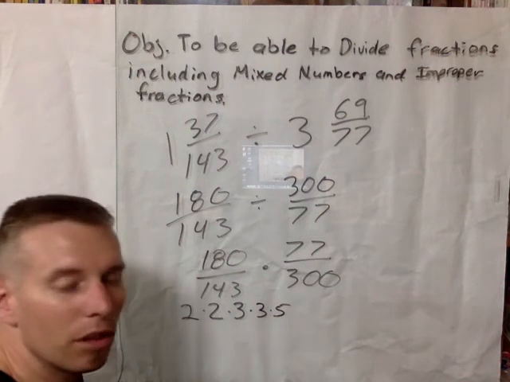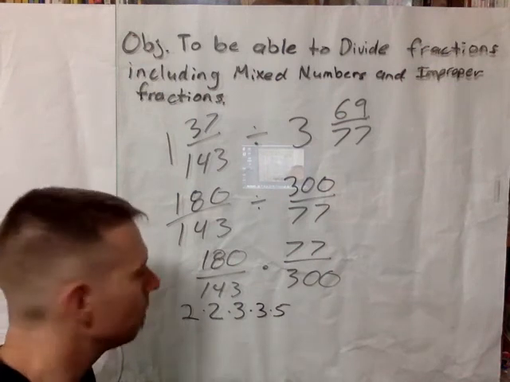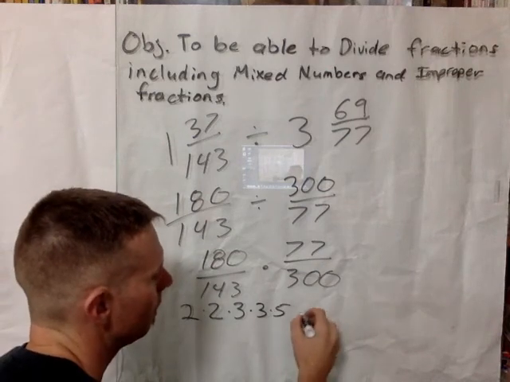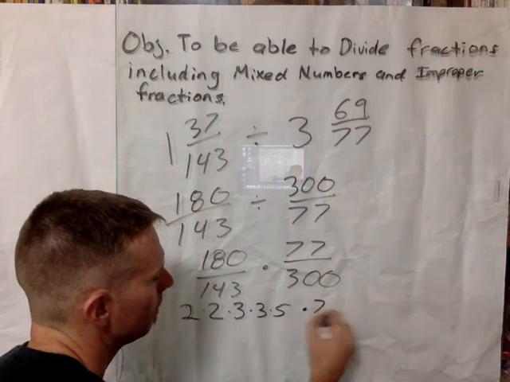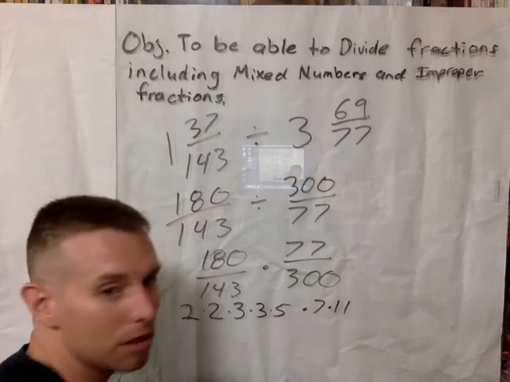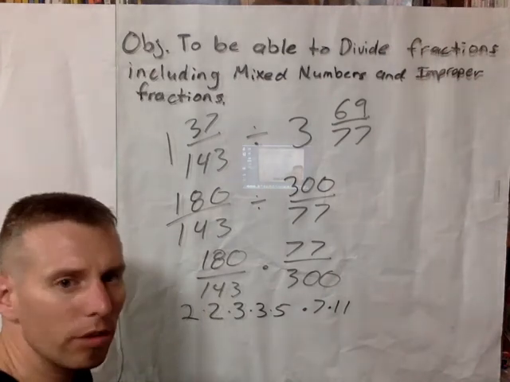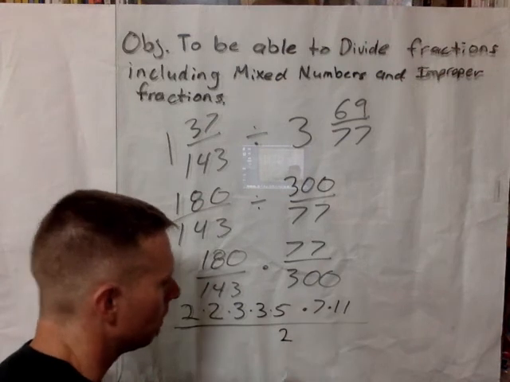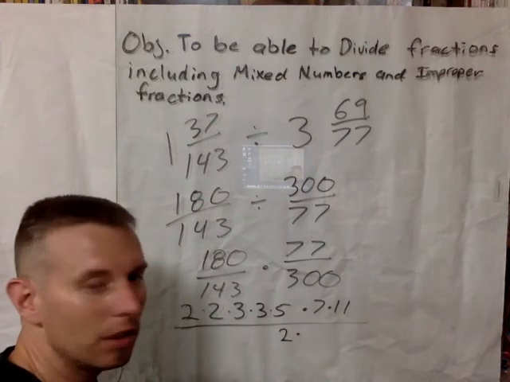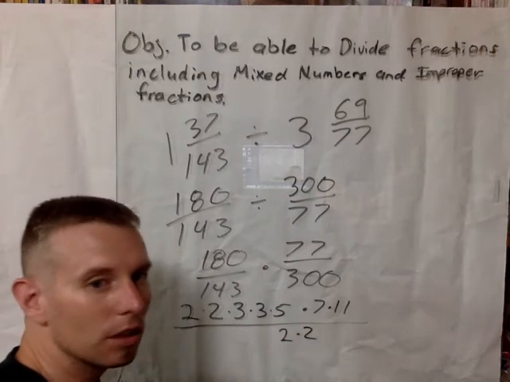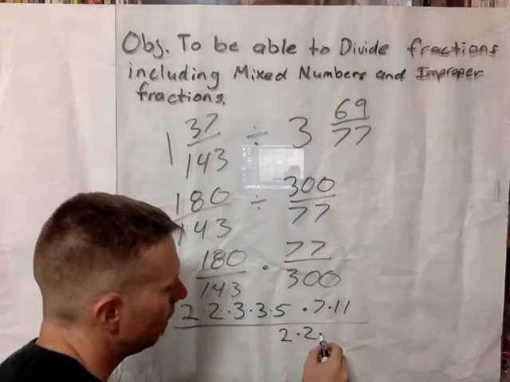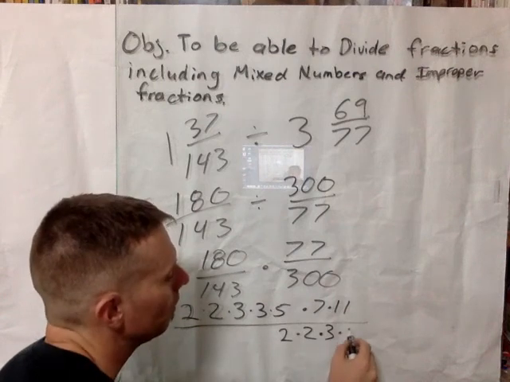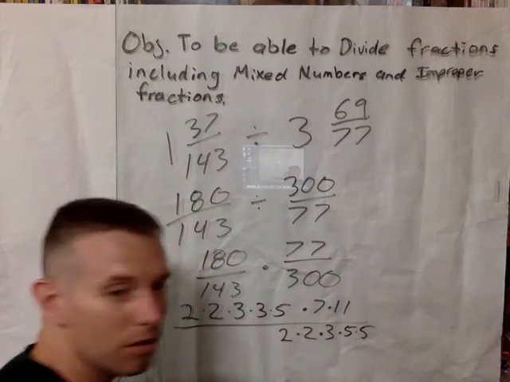Now let's leave the 143 for a second because I have no idea what that's going to be. Well, I do, but you probably don't. And then 77 is going to be 7 times 11. Probably most of you can see that. How about the 300? Well, 300 divided by 2 gives us 150. 150 divided by 2 gives us 75. 75 divided by 3 gives us 25. 25 divided by 5 is 5.